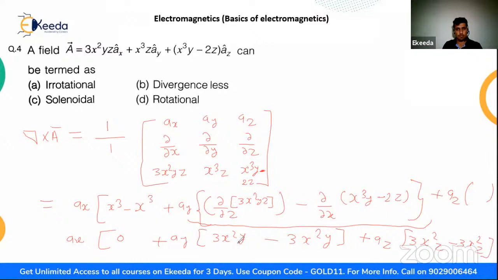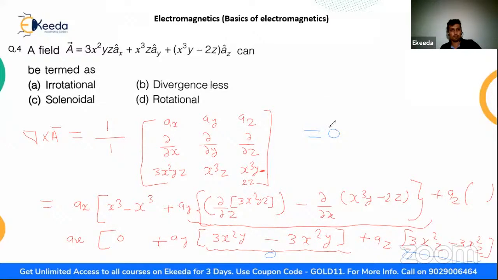So every term is becoming 0. This is also 0. This is already 0. This is also 0. Okay. And this is also 0. All are 0. This is also leading to 0. So the final answer will be del cross A is equal to 0.